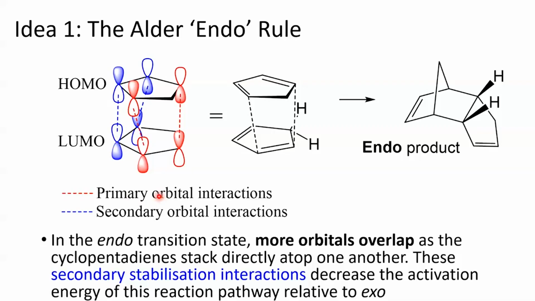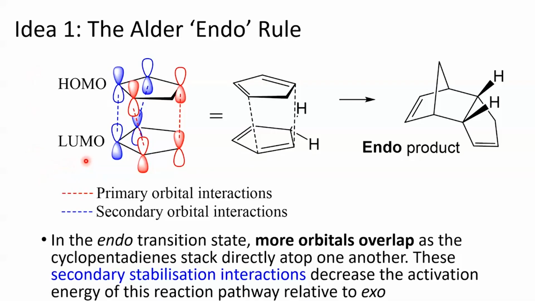So essentially, in both transition states, the red orbitals are present. Those are the primary stabilizing interactions that lead to the reaction proceeding. But only in the endo product do we get this excellent overlap involving all of the p orbitals, which stabilize that transition state more than for the exo product. It's the presence or lack of these secondary stabilization interactions that dictate which way the reaction is going to go.